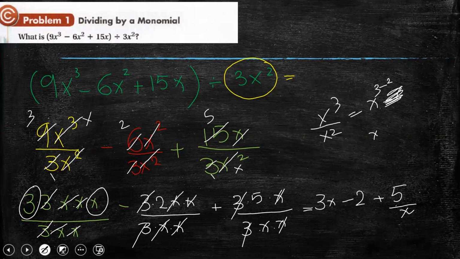Miss, it will be negative x, because x minus x squared will be negative x. Here it is x to the power 1 minus x squared, which is x to the power negative 1, or you can write it as 1 over x. And 5 multiplied by x, okay. Yes.